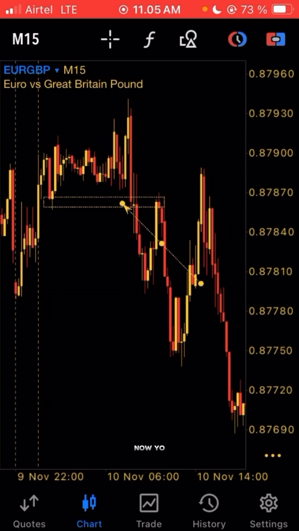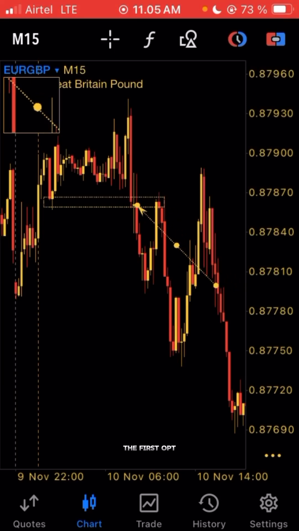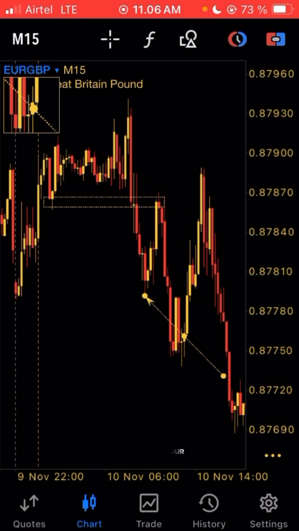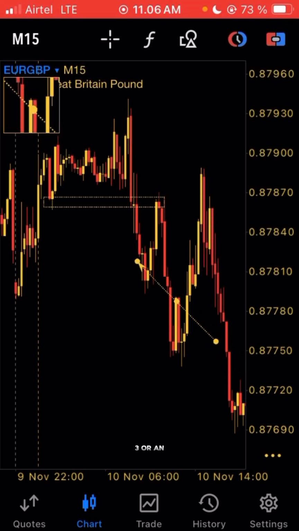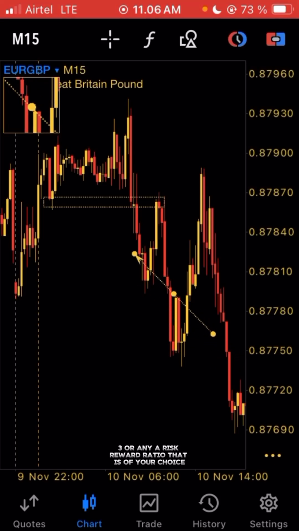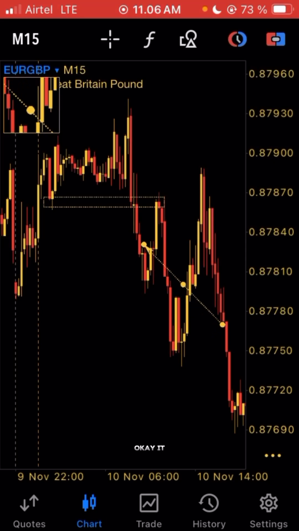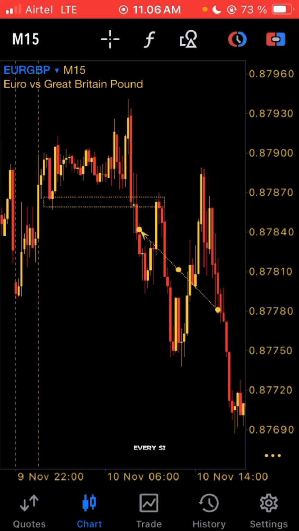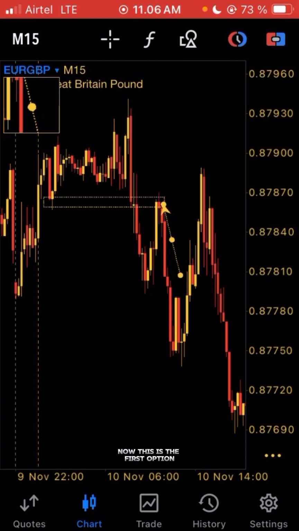Now, you can enter from two options. The first option is you enter right from the break. So you enter from here and put your stop loss right above that level, and you put your TP at 1:2, 1:3, or any risk to reward ratio that is of your choice. Okay, it depends on what you target. Every single day there is a target for every trader, every single week, every single month. So it all depends on you, right? Now, this is the first option.